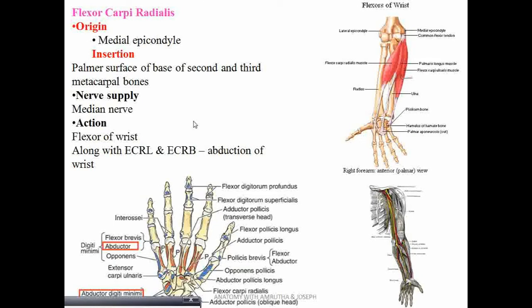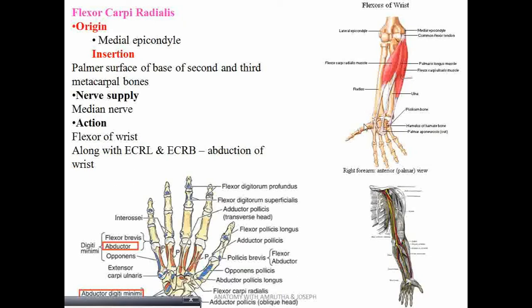The next muscle here is flexor carpi radialis. Flexor carpi radialis originates from the medial epicondyle of the humerus and is inserted to the palmar surface of the base of the second and third metacarpal bones. Nerve supply is by the median nerve. The median nerve is a branch of the brachial plexus. It has contributions from the lateral cord and the medial cord of the brachial plexus. Action: flexor of the wrist. It causes flexion of the wrist.